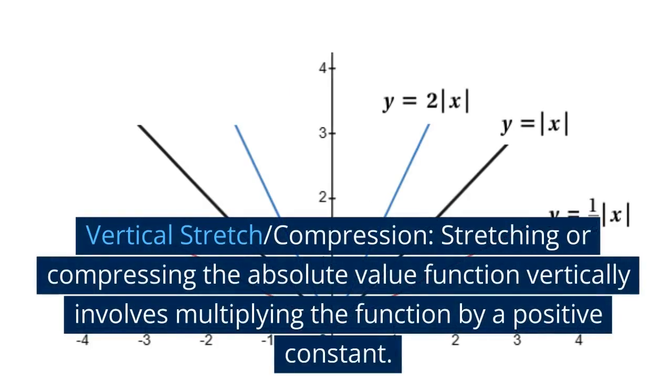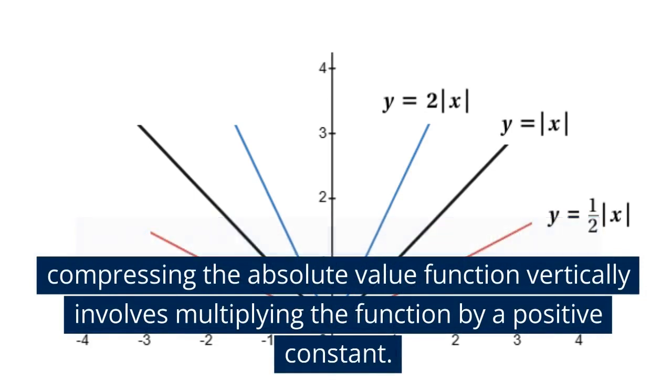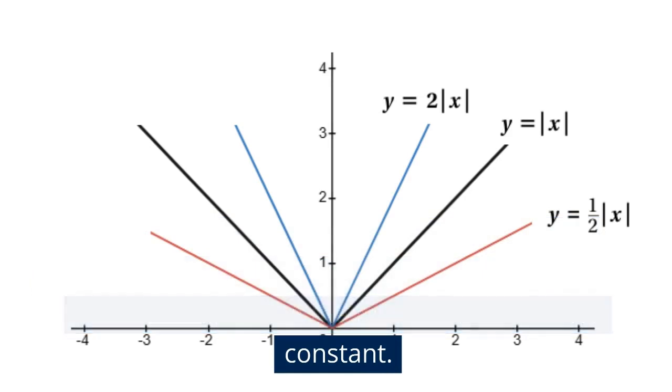Vertical stretch/compression. Stretching or compressing the absolute value function vertically involves multiplying the function by a positive constant. For example, y equals 2 times absolute value of x stretches the graph vertically by a factor of 2, and y equals 1/2 times absolute value of x compresses it vertically by a factor of 1/2.